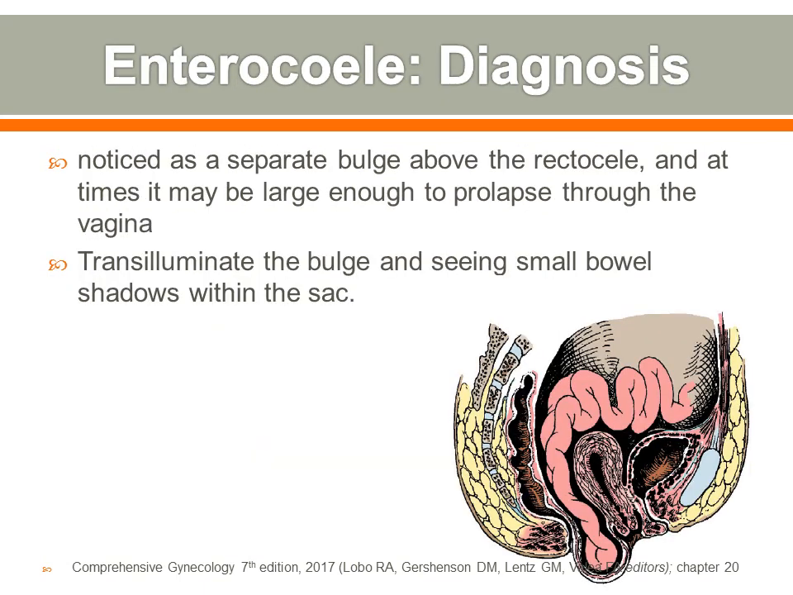How to diagnose enterocoele? We notice this as a separate bulge above the rectocoele, and at times it may be large enough to prolapse through the vagina. So we do transillumination of the bulge, and through transillumination we visualize some small bowel shadows within the sac.